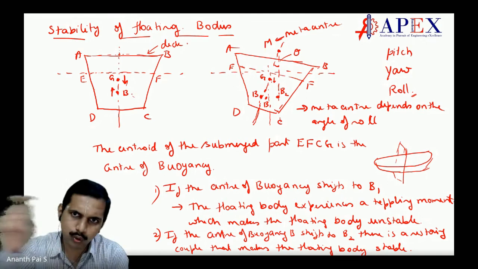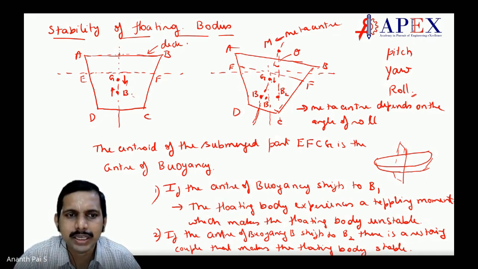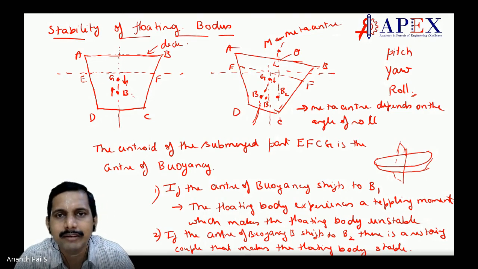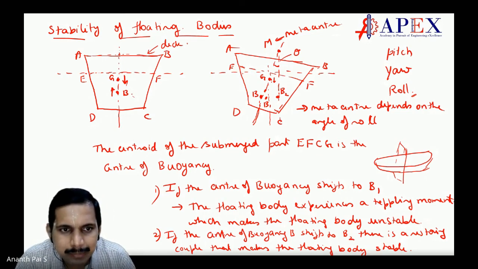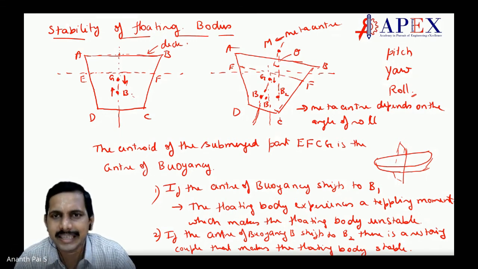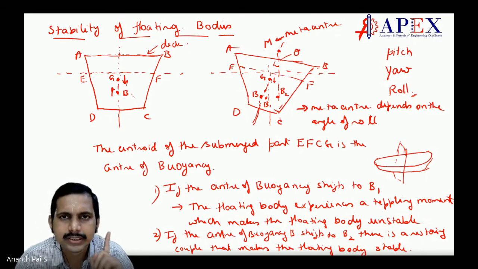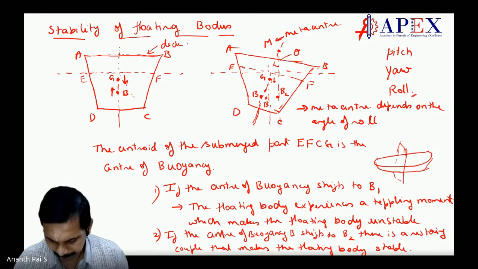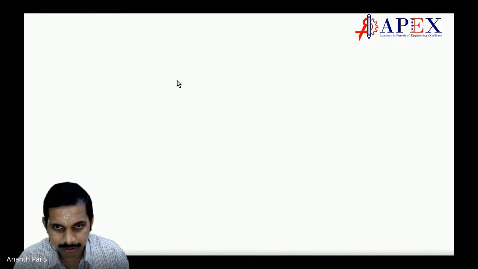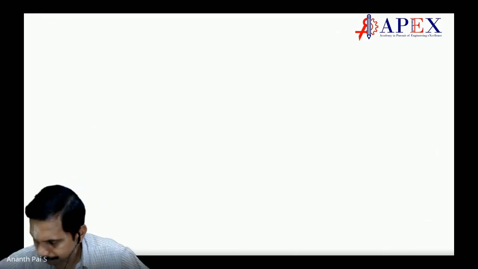So you roll it much more, then what happens? The metacenter shifts. When it is vertical, the metacenter is just above the center of gravity. You shift it a bit, you make an angle, it will be here. You make still more angle, it will shift again and again. So it's important to know that the metacenter depends on the angle of roll. It is not a constant. Very important.